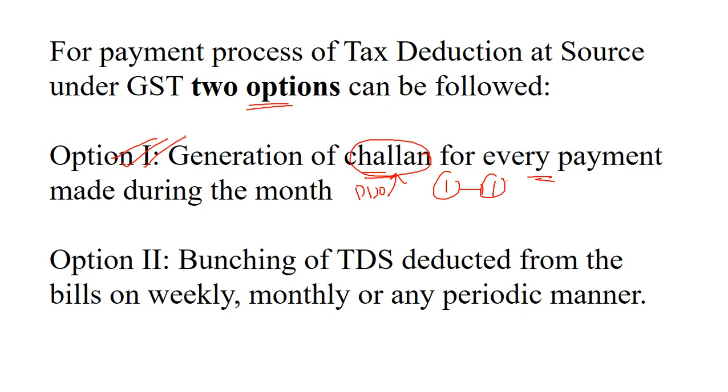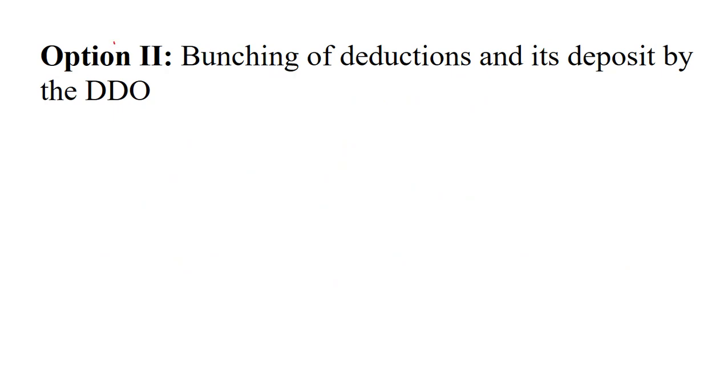But usually the DDOs in J&K, like me and other DDOs, make bulk payments, and for them option 2 is better, because option 2 includes the bunching of TDS deducted from the bills on a weekly, monthly or any periodic basis. So the DDO deducts the TDS from bills, but he doesn't generate a challan for all the bills. He will deduct TDS from so many bills and then pass the bill for all the deductions and generate a single challan for all. So we will go for option 2 only. I will deal with option 2 only in this video. So option 2 means bunching of deductions, and it is deposited by the DDO.